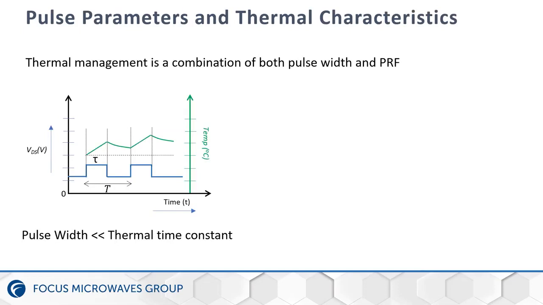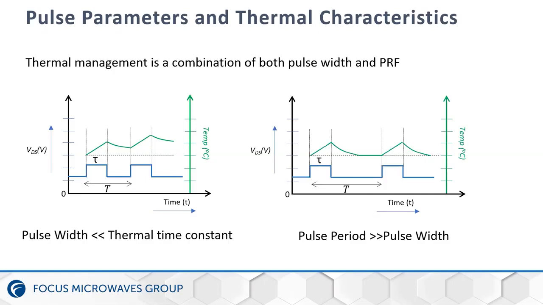When we are talking about pulsed IV characterization, it's always desired that the pulse width is kept very, very small, so that it is much shorter than the thermal time constant of the thermal effects happening within the device. But even if we keep the pulse width very small and the pulse repetition frequency high, the temperature keeps increasing from pulse to pulse, which is not desired.